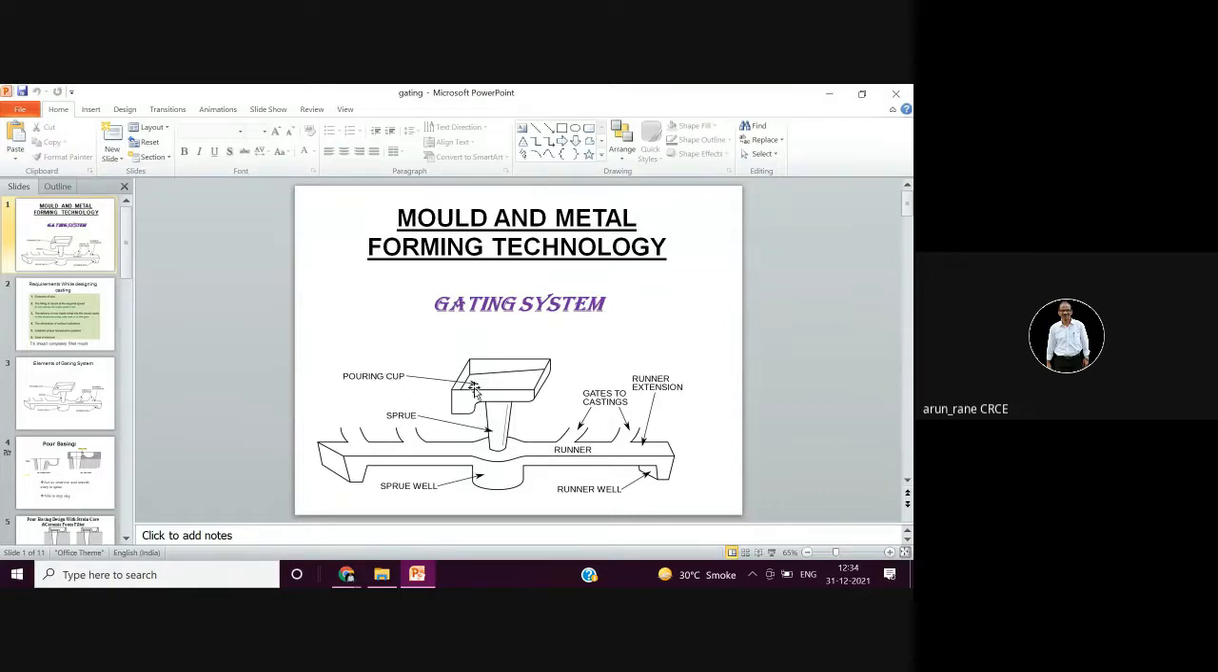So you have a pouring cup here, then sprue, runner. This is the sprue well. Then you have a runner well, and you have castings here, and the castings are connected to the runner through gates.